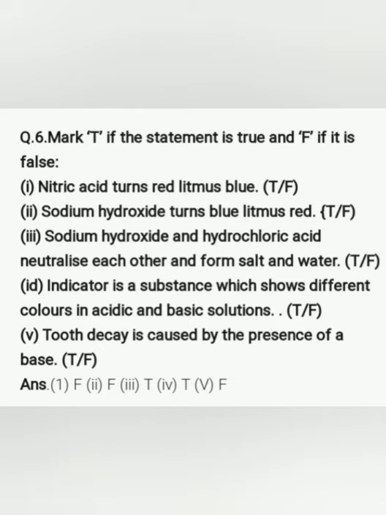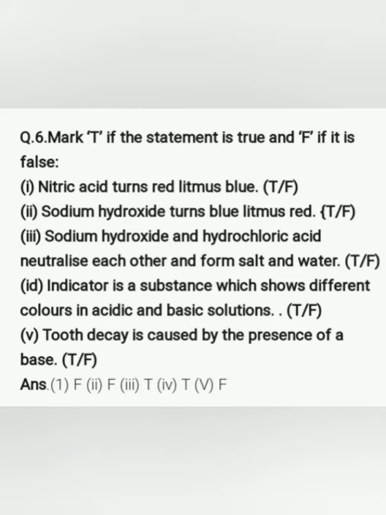Third one: sodium hydroxide and hydrochloric acid neutralize each other and form salt and water. Yes, it's true, because just now we have seen in the neutralization process that when acid and base react with each other, they form salt and water. Okay. Now the next one: an indicator is a substance which shows different colors in acidic and basic solutions. Yes, true, because we have seen there are different natural indicators like China rose, turmeric, litmus and phenolphthalein. All these indicators show different colors in acidic and basic solutions. So the answer is true.